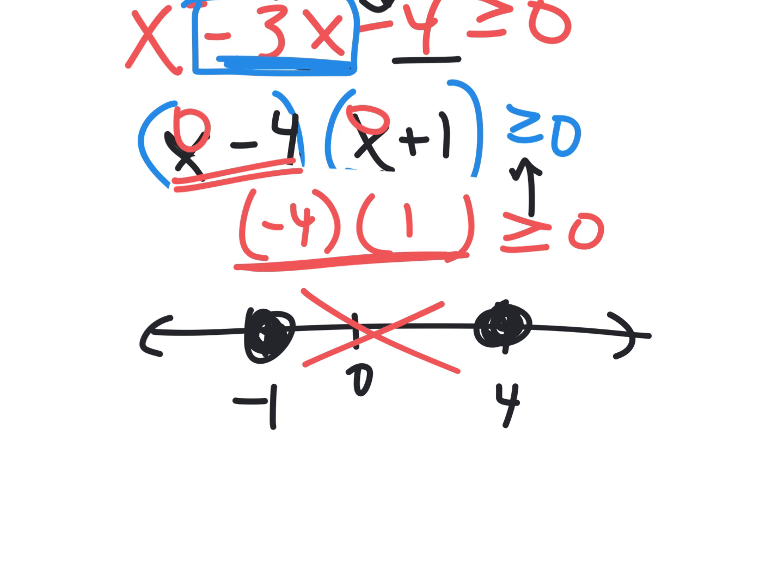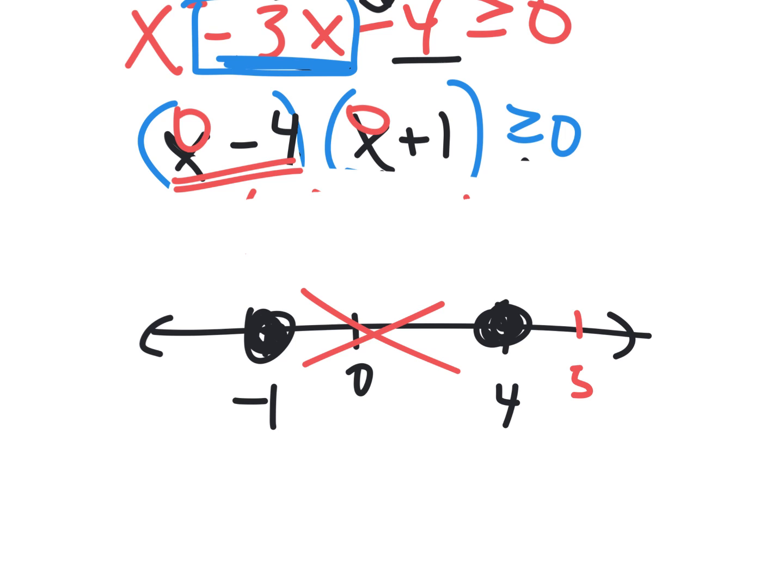Kai, can you tell me how to test 5, please? 5 minus 4 and 5 plus 4. Okay, so I'm putting in the 5 right here. 5 minus 4, 5 plus 4. 5 minus 4 is 1. 5 plus 4 is 9.